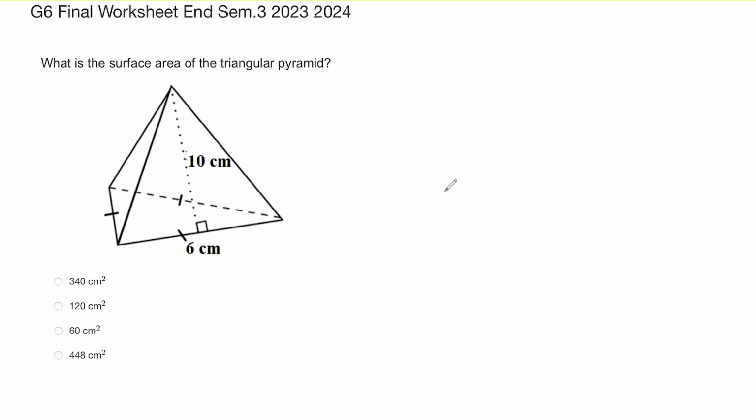The surface area of the triangular pyramid. We said before, the surface area of a square pyramid is 2bh plus b squared, but here the surface area is only 2bh because we have only 4 faces, each in the shape of a triangle. The height is 10 and the base is 6. So multiply 2 times 6 times 10, which equals 120 square centimeters.